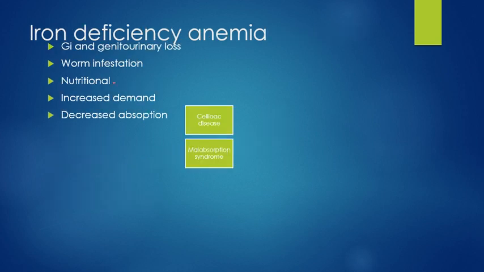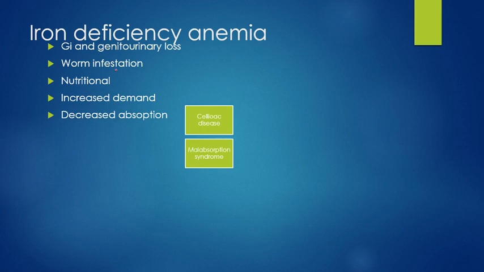What is iron deficiency anemia? Iron deficiency anemia occurs when the stores of iron decrease in the body. This may be due to either GI or genitourinary loss. If blood is being lost from the body, like from the gastrointestinal tract or from the genitourinary tract, then of course iron deficiency anemia will occur.